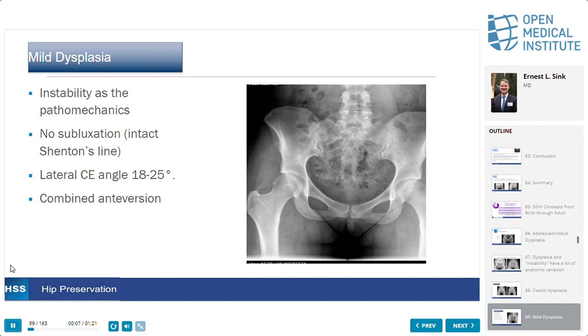And a mild dysplasia is an LCE of 18 to 25. A group of us just picked that, not me, but 18 to 25 we now call mild. The problem that you'll see if you're in sports medicine, you have a labral tear and you have mild dysplasia. So let's just treat the labral tear because you have a tear. It has to be treated, right? You can't do anything with a tear.